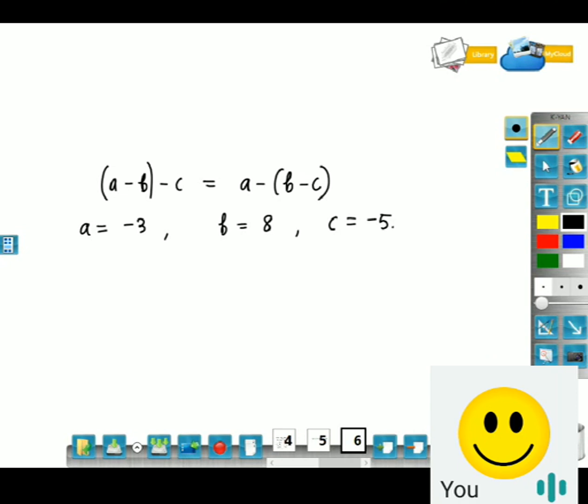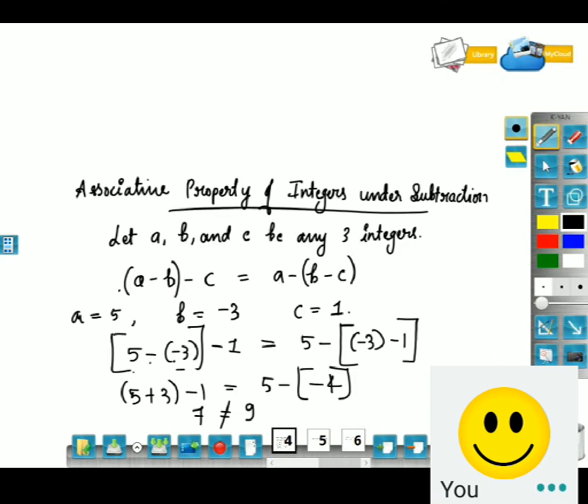Okay, till then please others do this one and tell me what answers you will get on the left hand side and on the right hand side. And till then, most of you are asking, please explain this property once again. I'll be explaining this: the associative property of integers under subtraction.